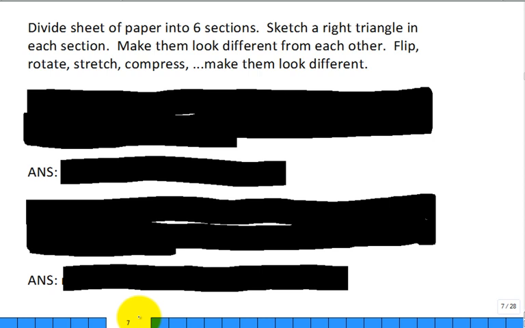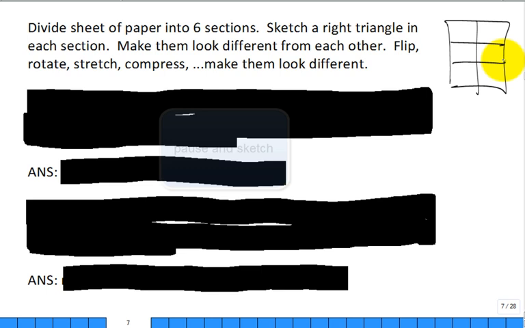All right, I want you to take a sheet of paper. I want you to divide it into six sections. So if this is your sheet of paper, you go like that. Each one of those six sections, I want you to draw a right triangle that is different than the one in the other sections. I want you to sketch six right triangles on one sheet of paper. Got it? Make them different. Flip them. Stretch them. Compress them. But every one of these should be a right triangle.